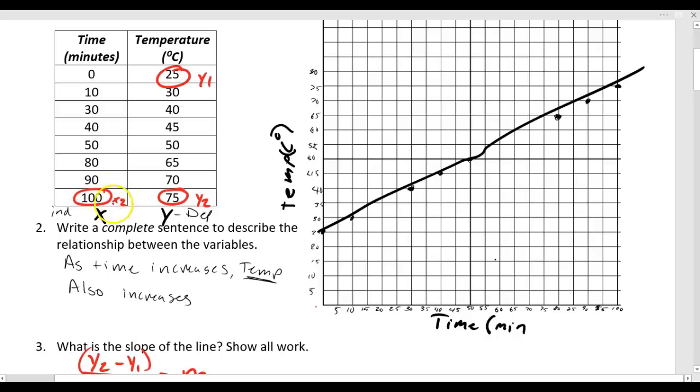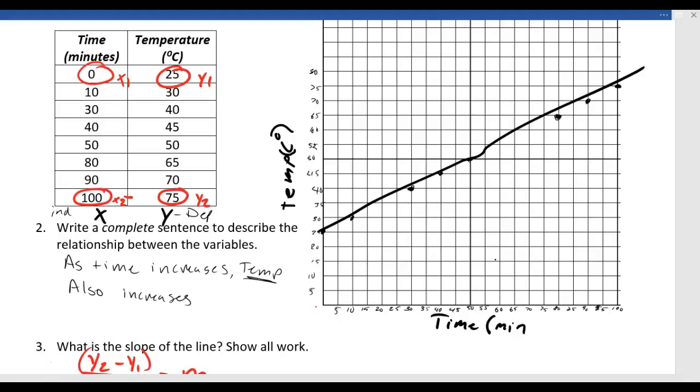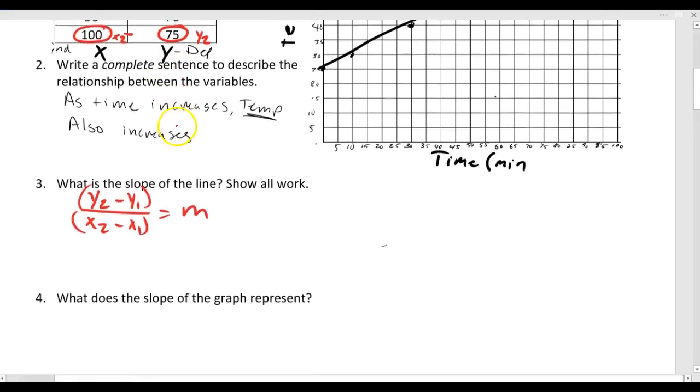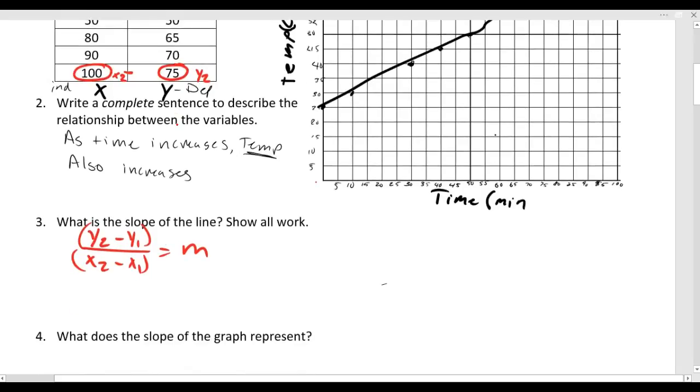Now, these two need to be correlating to one another. So x2, y2, and then in this case, this would be our x1. Okay, so if we go back to number 3, let's go ahead and plug in those numbers. So I chose y2 to be 75 minus y1, which is 25, all over x2, which is 100, minus x1, which is 0.